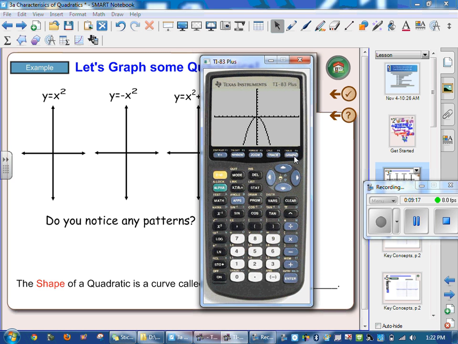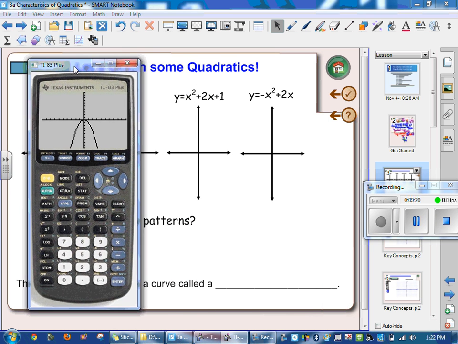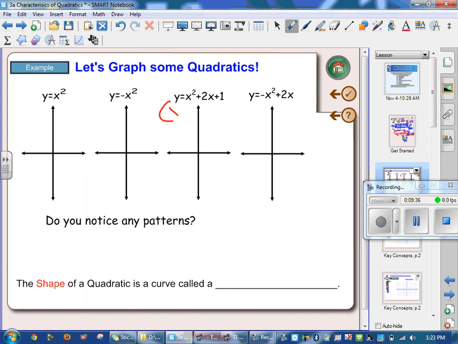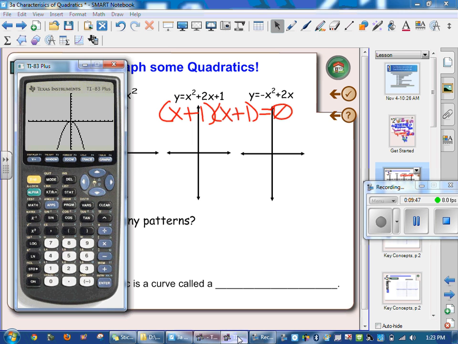Now we need to put the other 2 graphs in. So x squared plus 2x plus 1, if we factored that guy, we know it would be x plus 1 and x plus 1 in brackets, right? So this would be x plus 1 equals 0. That's what it would be if we factored it. But we're going to graph it instead. So go to your y equals, clear what's in there, and type in x squared plus 2x plus 1. Then hit graph.